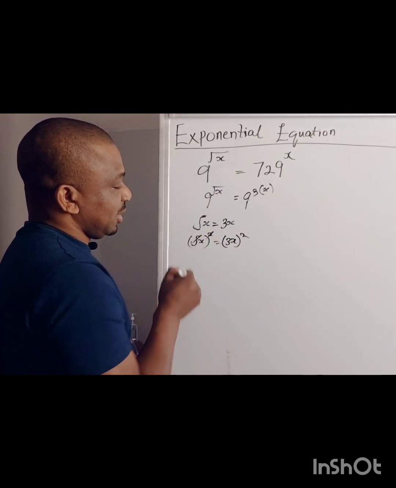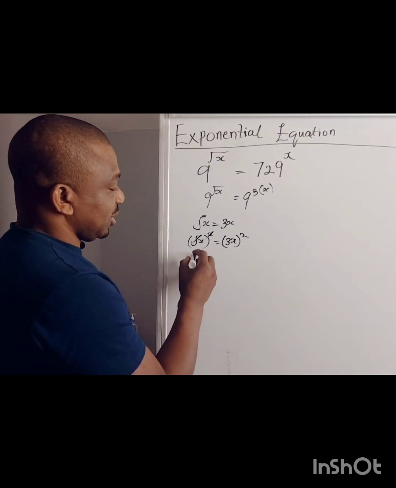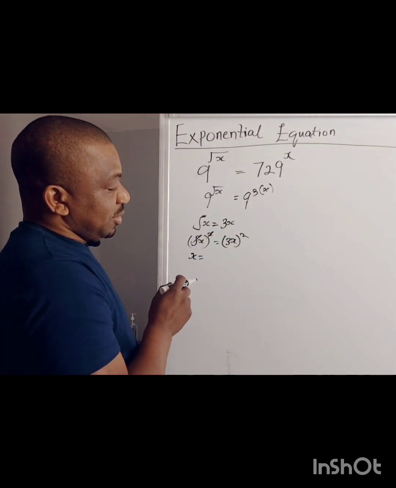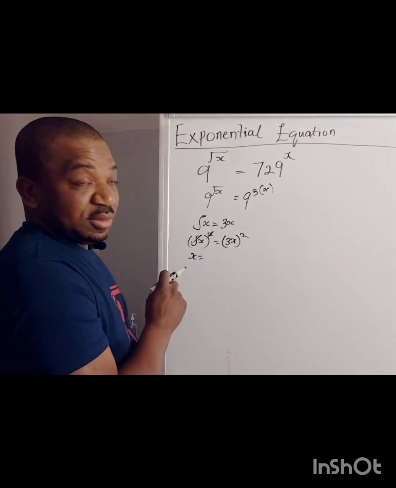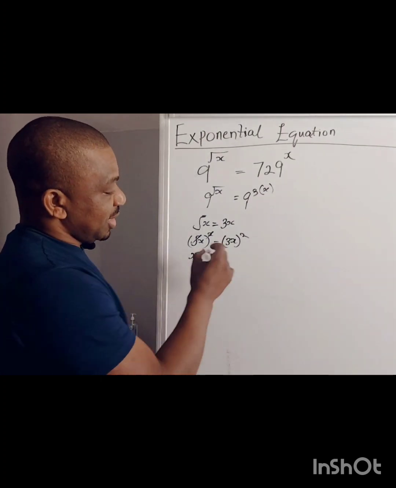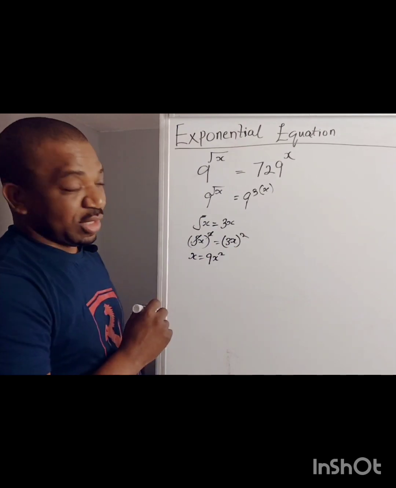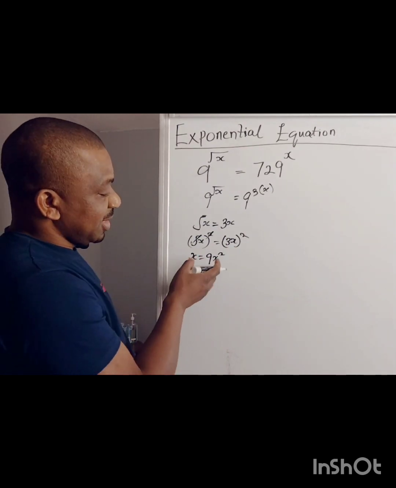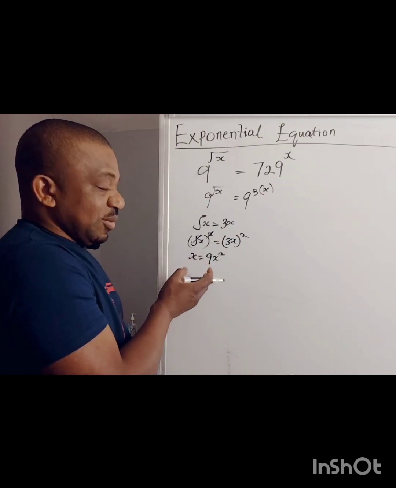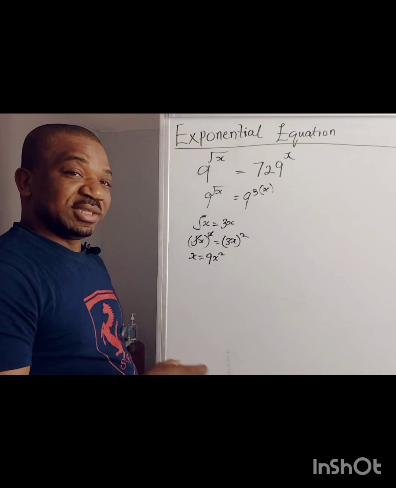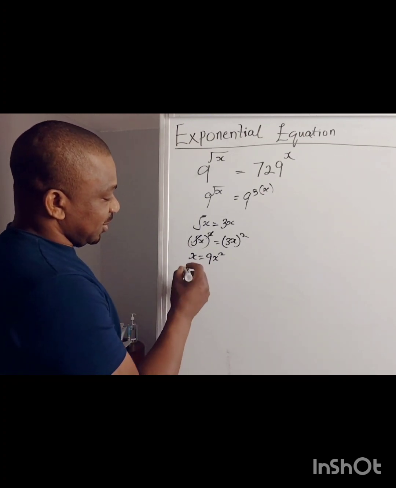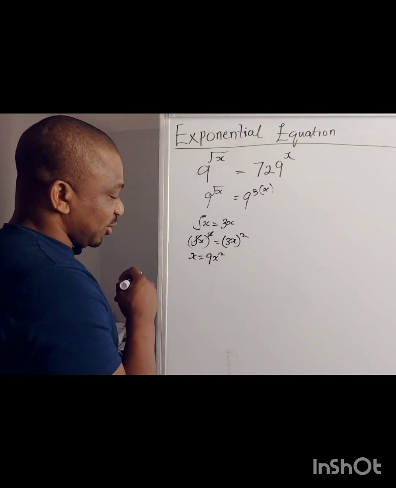So this square will cancel out the square root. We're left with just x is equals to 3 squared, which is 9, and x squared is x squared. So you see, this problem has finally come to a form that we can simplify, just like a quadratic equation.